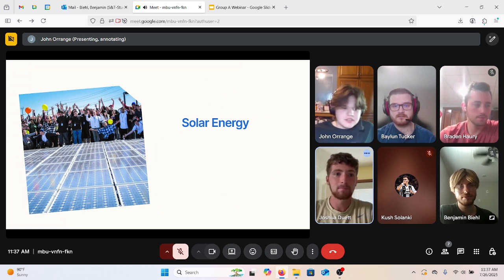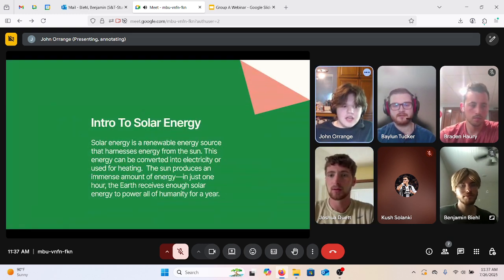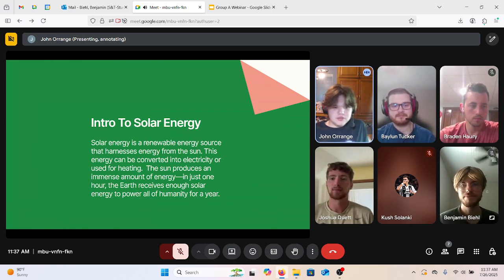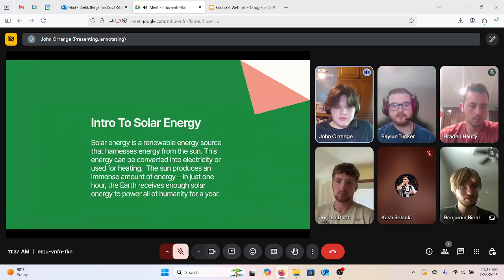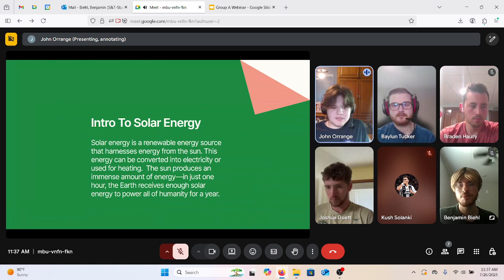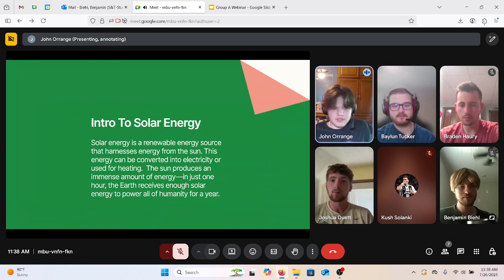Sweet. So, solar energy. Solar energy is a renewable energy source that harnesses the energy from the sun. It can be converted into electricity, or it can be used directly for heating. The sun actually produces an immense amount of energy, and in just an hour, the Earth receives enough solar energy to power all of humanity for about a year.